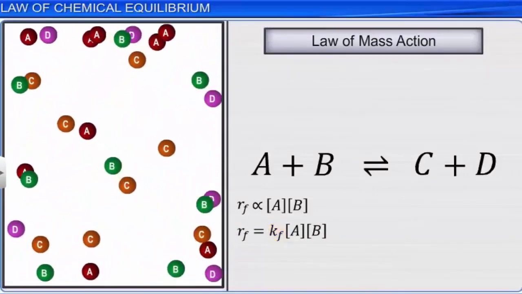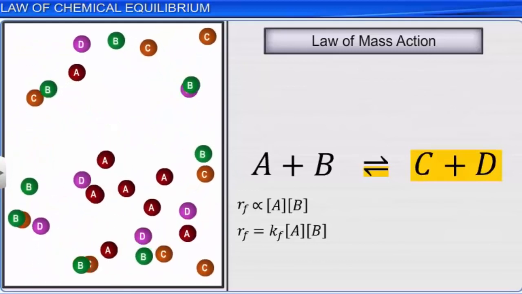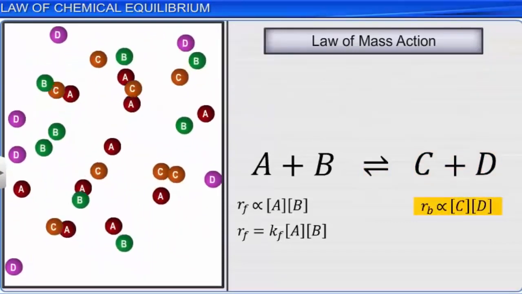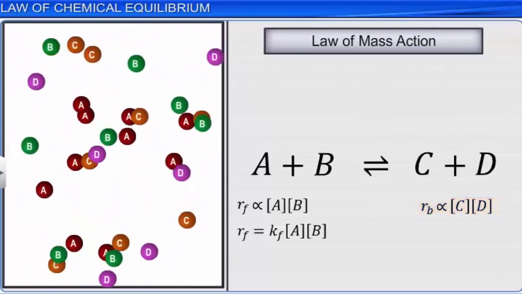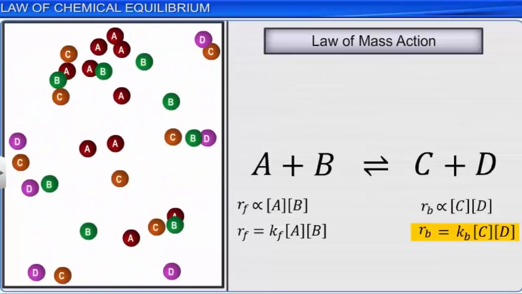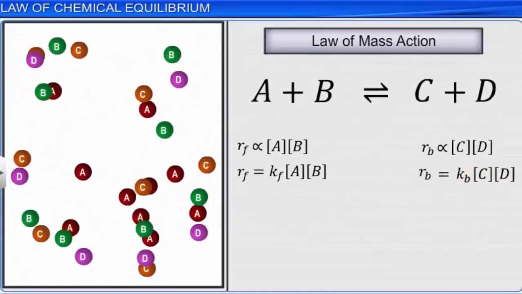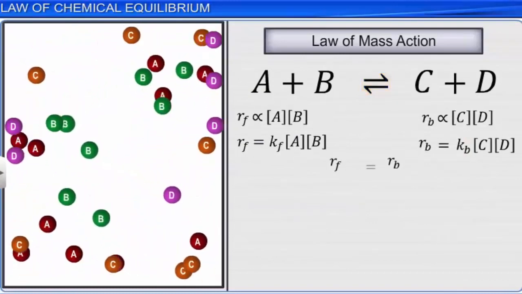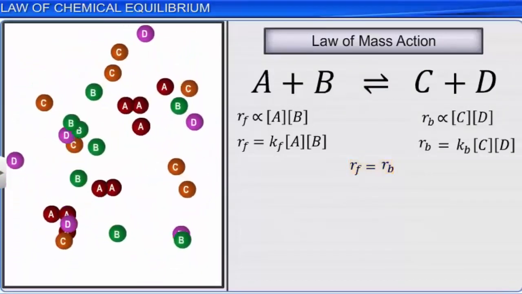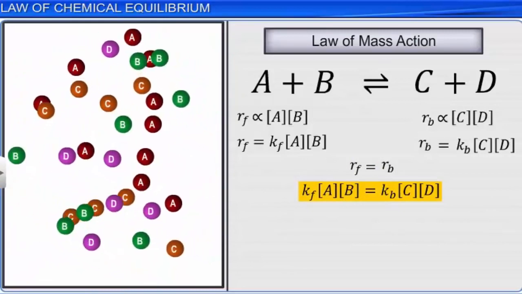Similarly, the rate of backward reaction will be proportional to the molar concentration of the products. That is, Rb is proportional to the product of the concentrations of the products C and D. Or Rb is equal to Kb multiplied by the product of the concentrations of C and D, where Kb is the rate constant of backward reaction. At equilibrium, the rate of forward reaction becomes equal to the rate of backward reaction. That is, Kf multiplied by the product of concentrations of reactants A and B is equal to Kb multiplied by the product of the concentrations of C and D.